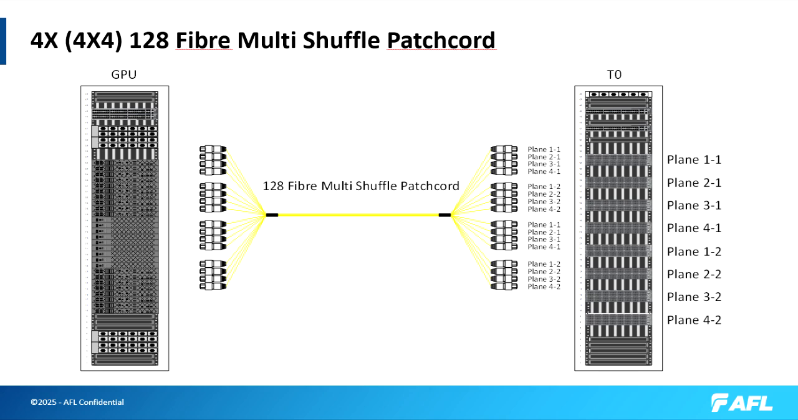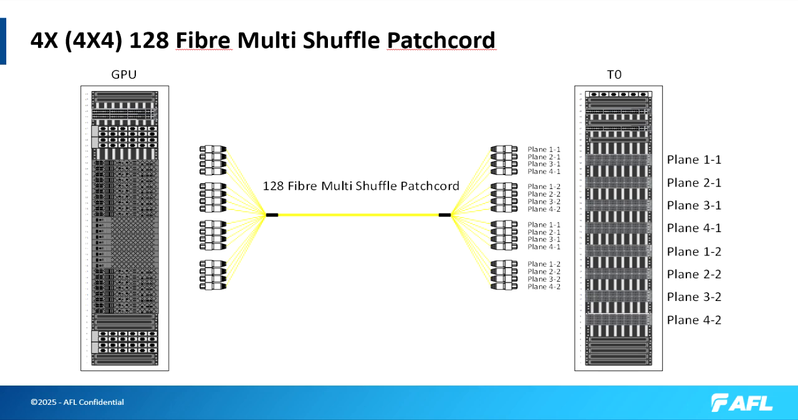And then the last one we use is what we call a multi-shuffle patch cord. So this would only be in the same row. It would only be really between a GPU rack and a T0 switch, where instead of the shuffle patch cord, it's multiple shuffle patch cords. So you would have a 64 or 96 or 128 or 160. But basically it's just for the shuffles in the same cable.